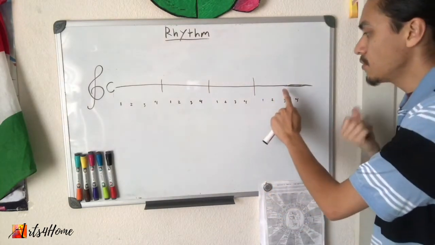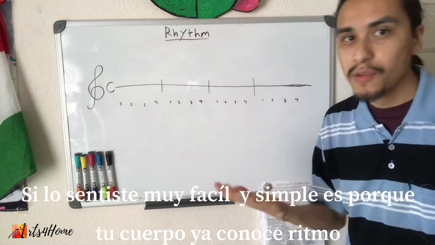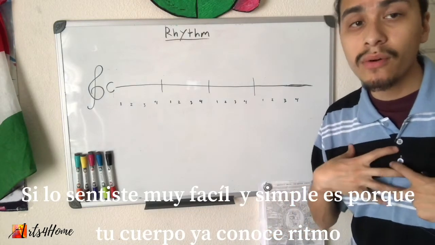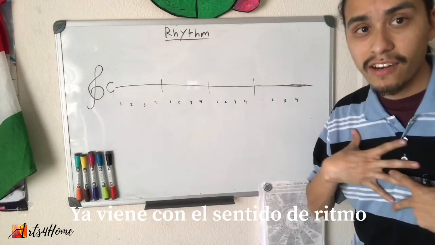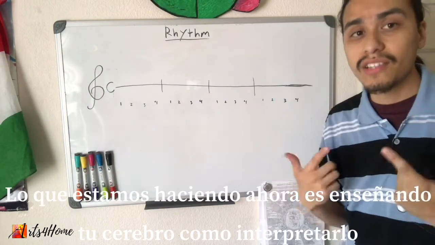1, 2, 3, 4. Easy, right? If you found that super simple and kindergarten, that's because your body already knows what rhythm is. It already has a sense of rhythm. What we're doing now is we're just getting your brain to understand how it works.